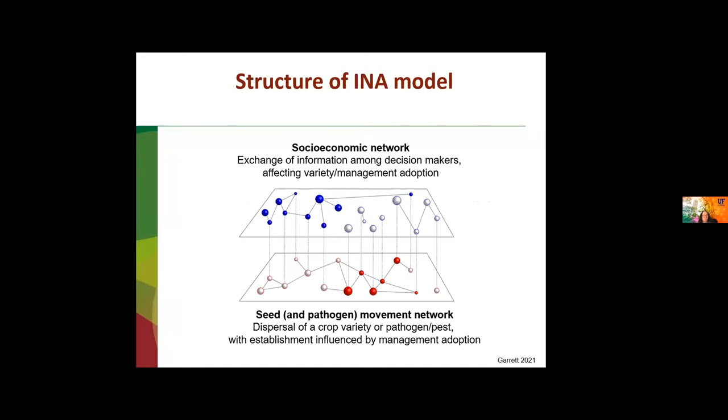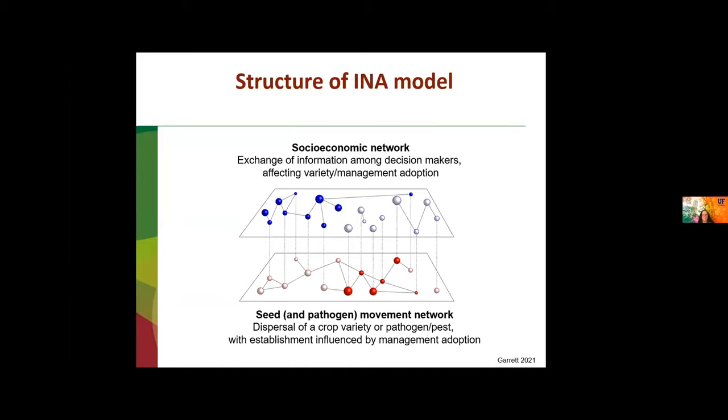So the impact network analysis model has this structure at the heart of it: a socioeconomic network. So that's a network of people who are making decisions about adopting varieties or adopting different kinds of management, for example, for protecting seed health. And then this network is linked with a seed and potentially pathogen movement network. So the people in the top network here are making decisions, influencing each other, and then their decisions play out in the seed and pathogen movement network that's linked to that.